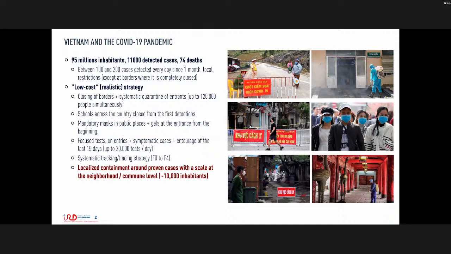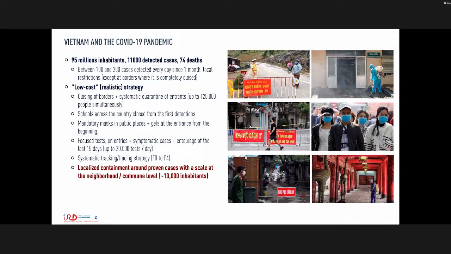So how can we describe the policy at the national level and also at a local level in Vietnam? It has been described as a low cost, or I would say realistic, strategy, because the authorities actually know the limits of the country. They know they can't stand having a number of people in reanimation. The hospitals would not stand having a flow of people coming in with needs in terms of oxygen, et cetera. So they decided very quickly to close the country, which means closing the borders. They were closed very soon, with a systematic quarantine of people coming in.